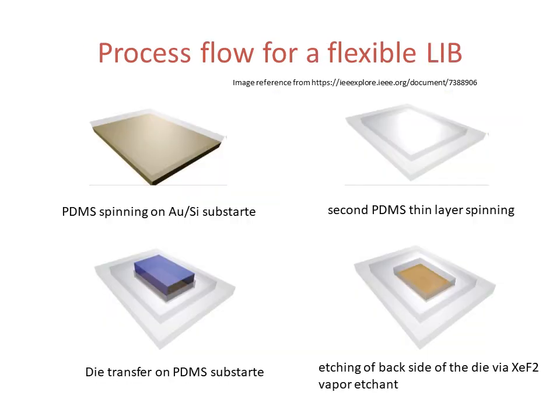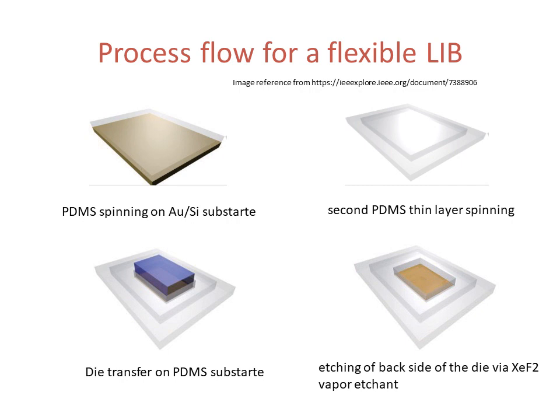Process flow for a flexible lithium ion battery. PDMS, polydimethylsiloxane, is a support substrate of a thickness of 100 micrometers which is prepared by spinning at 500 speed for 30 seconds on the silicon substrate, and it is cured at 100 degrees, which we can see in the first figure.